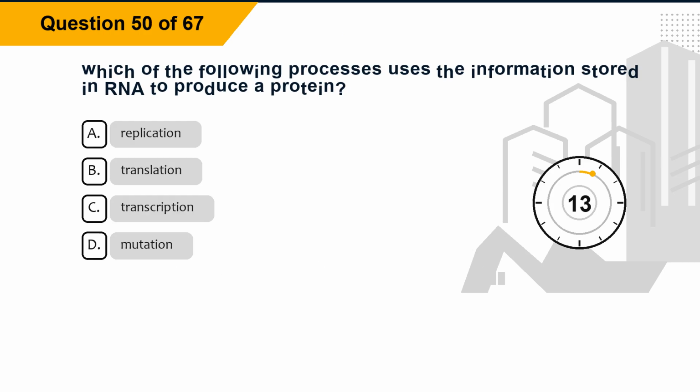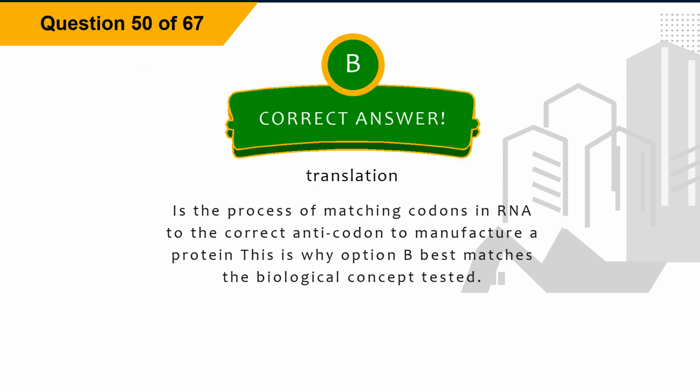Question 50. Which of the following processes uses the information stored in RNA to produce a protein? Option A, replication. Option B, translation. Option C, transcription. Option D, mutation. The correct answer is option B, translation. Explanation. Translation is the process of matching codons in RNA to the correct anticodon to manufacture a protein. This is why option B best matches the biological concept tested.